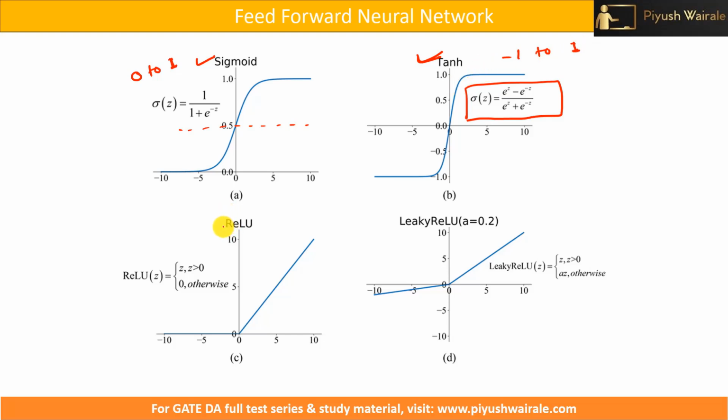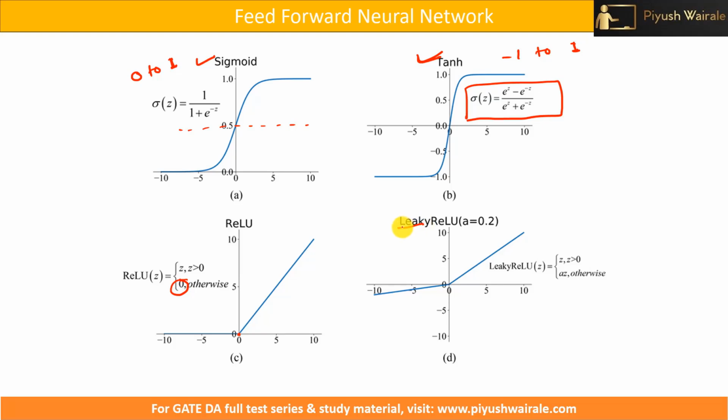And here it is, rectified ELU. So this particular graph is for rectified ELU. If you observe, whenever my z is greater than 0, then it is linear, okay. When it is linear, you can see this graph. But when it is less than 0, it is 0, right? This is what rectified ELU is.